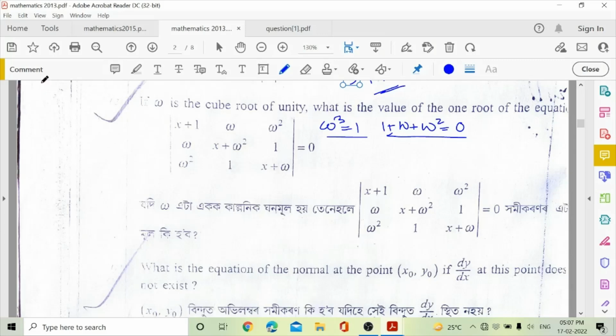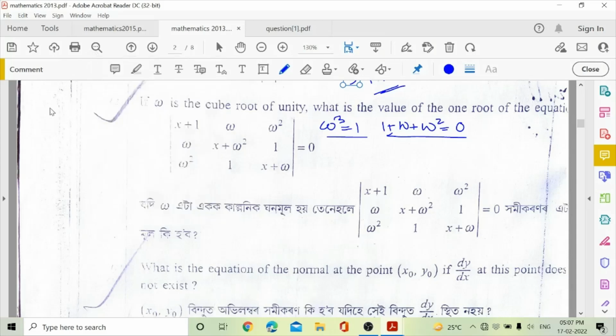So we can easily apply a property. Which property? If you observe carefully, you will see that the elements are the same, just their positions are different. Row-wise: x, 1, omega square; omega, x, omega square... and in the same way column-wise. So you can easily apply any property, adding all the rows or all the columns. I will try to apply it on all the columns, so I am going to apply this property.